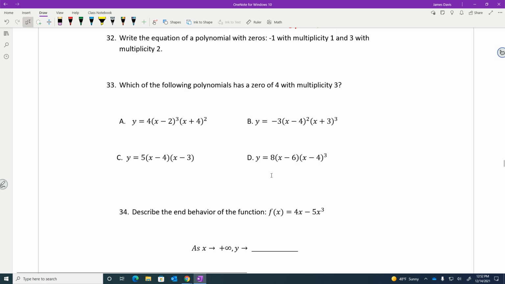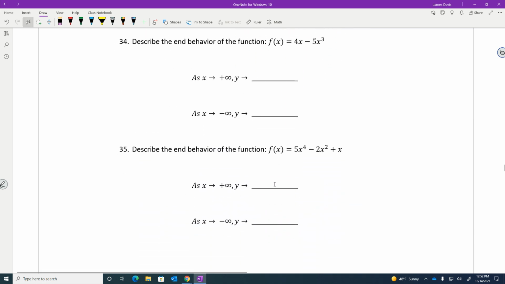It would be D. D has a multiplicity of 4, or 0 of 4. Right? Because you saw with x equals 4 and then the multiplicity of 3.